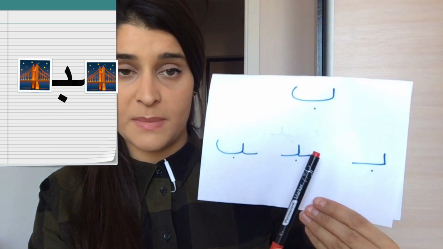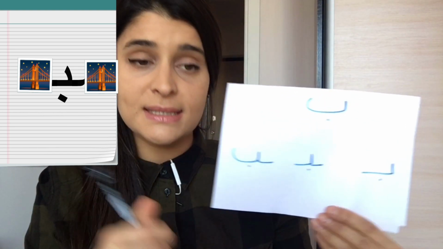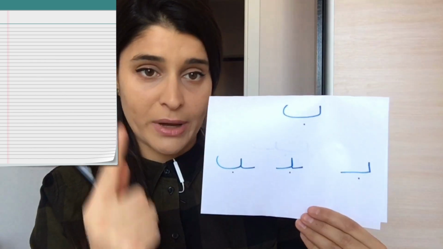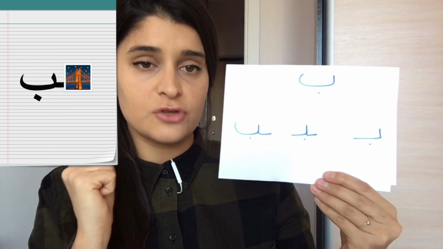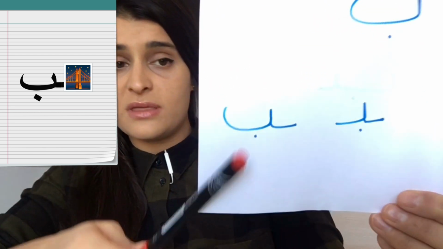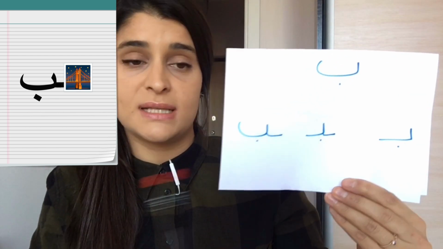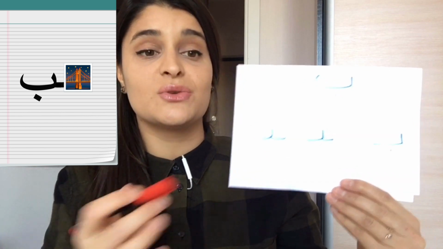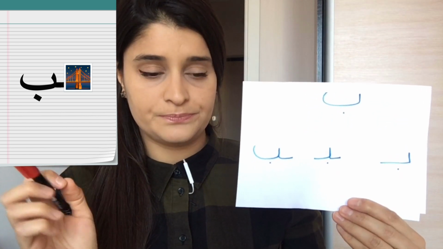So, in the middle, we have 2 hands. In the beginning, we have just 1 hand. In the end, we have just 1 hand because there's nothing to connect with in the end. So, it pulls out its hand from its pocket and connects to the older letter.